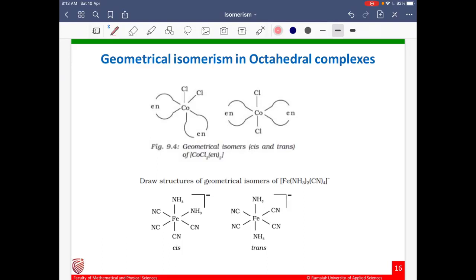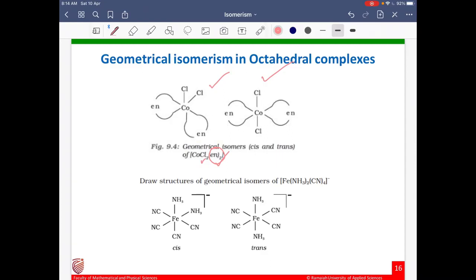Geometrical isomerism in octahedral complexes. Another example is given here: Co(Cl)2(en)2. Here ethylene diamine is a bidentate ligand. So total 2 plus 4, 6, an octahedral complex. So there are 2 types of isomers, cis and trans isomers.